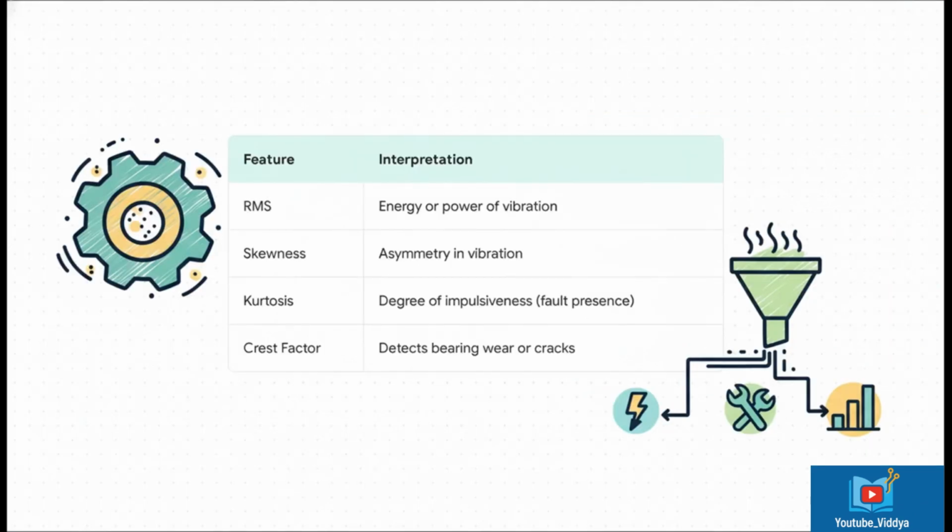Okay, so each of these stats, they're telling us a different piece of the puzzle. As you can see, RMS gives you the total energy. Skewness tells you if the vibration is lopsided, but I want you to pay close attention to those last two, kurtosis and crest factor. They are incredibly powerful for spotting faults early on.